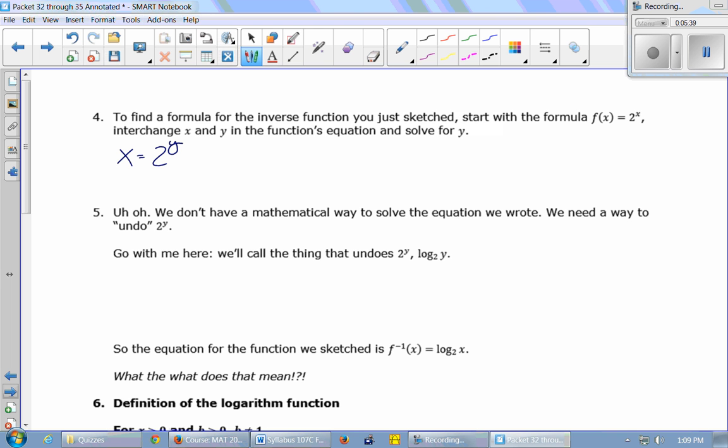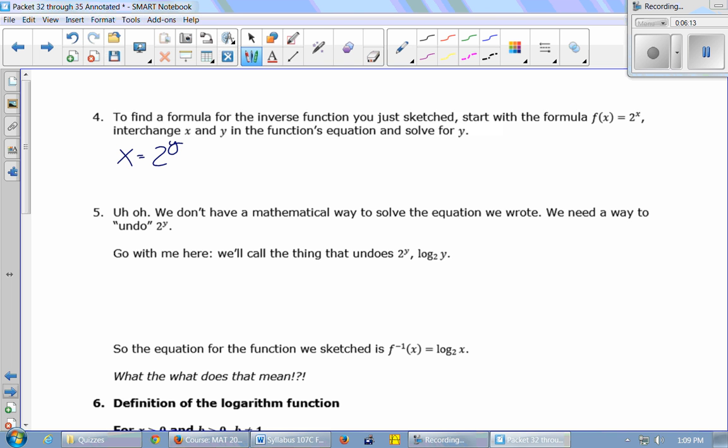Like, square root won't work because y could be anything. y is the variable, right? So y could be 7, in which case you'd have to take the 7th root. But y could also be 25, in which case you'd have to take the 25th root. So you can't take a root of both sides to get that y by itself. You can only do that if the thing in the exponent is a number. It has to be a constant, but y is a variable, it's changing. So we don't have a mathematical way to solve the equation we wrote. We need a way to undo 2 to the y.